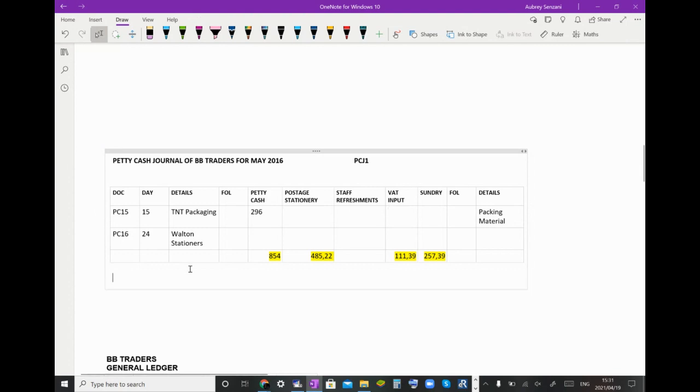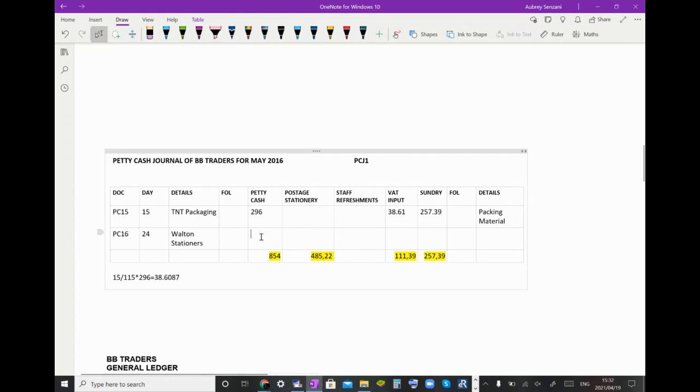So 15, what we want, divided by what we have, which is 115, times 296. That gives us 38.61. So packaging material, we don't have a column for that, so that's going to give us 257.39. Okay, so we have that.